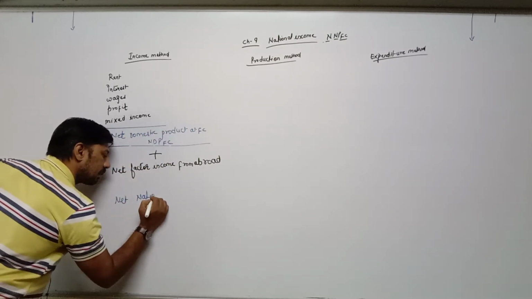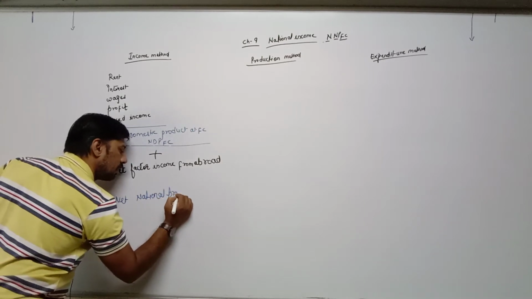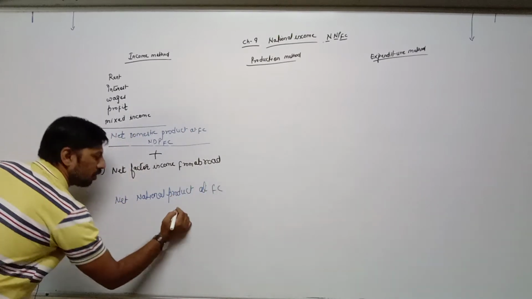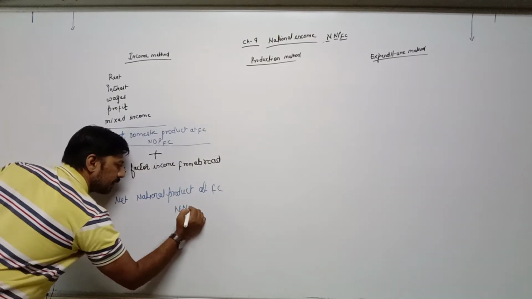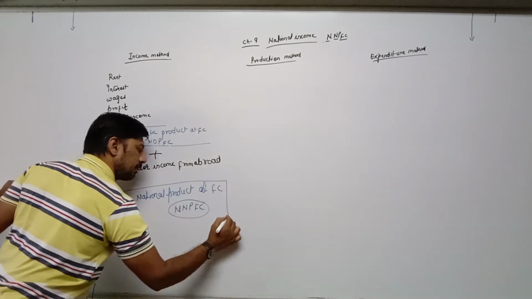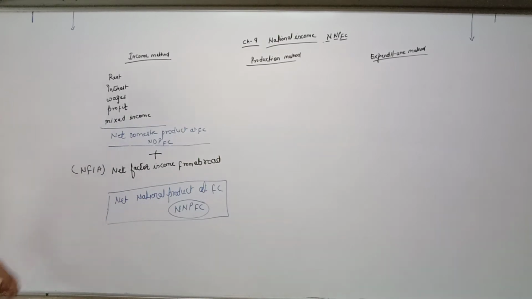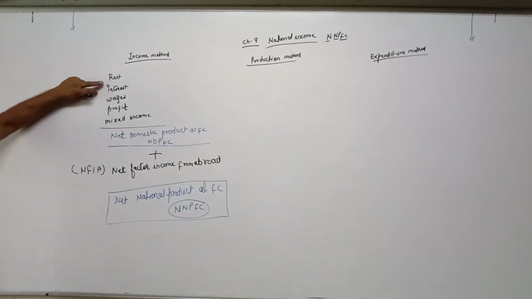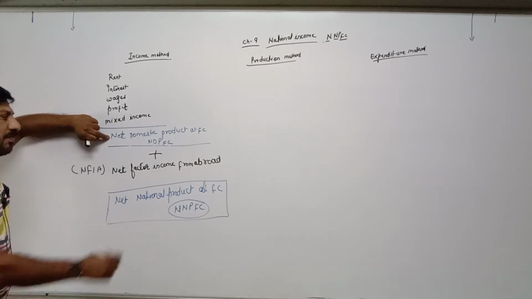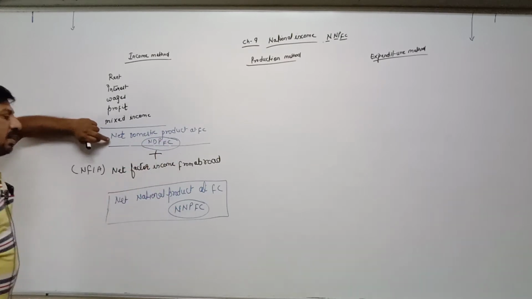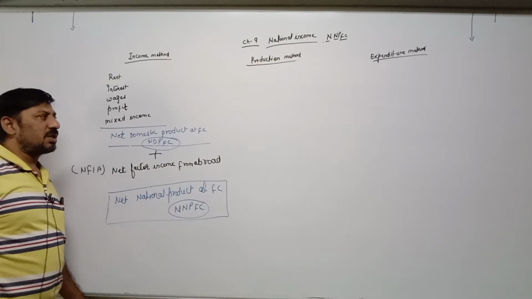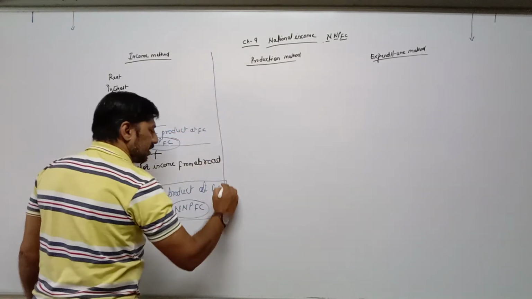Net national product at factor cost, in short called NNPFC. So this way we can calculate national income by the income method. First of all, rent plus interest plus wages plus profit plus mixed income is called NDPFC. When we add net factor income from abroad to NDPFC, it becomes NNP at FC, meaning national income by the income method. The first method is completed.